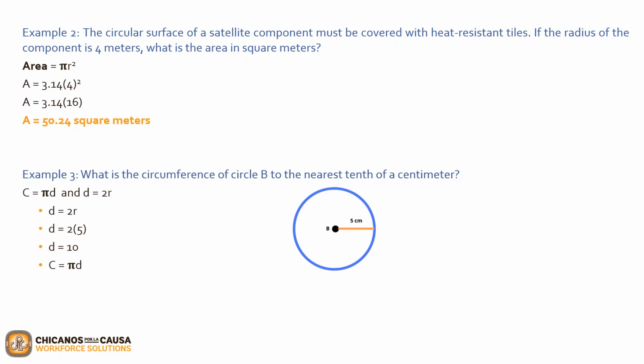So now that we have our diameter, we can go ahead and solve for the circumference. Remember, circumference is pi times d. So we're going to replace the variables with the values. In this instance, we have 3.14 times 10, which gives us an answer of 31.4 centimeters.